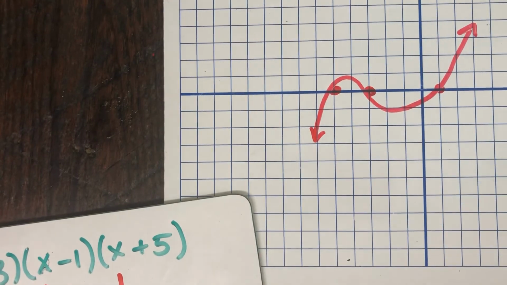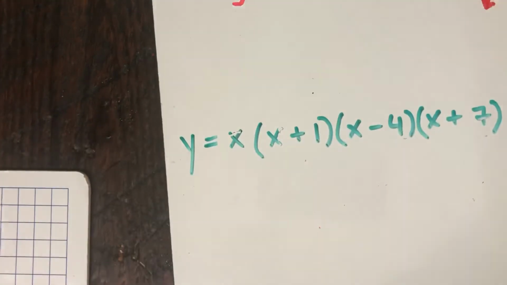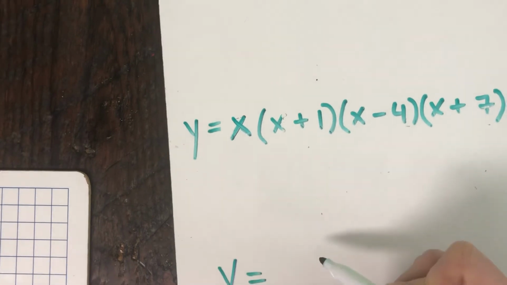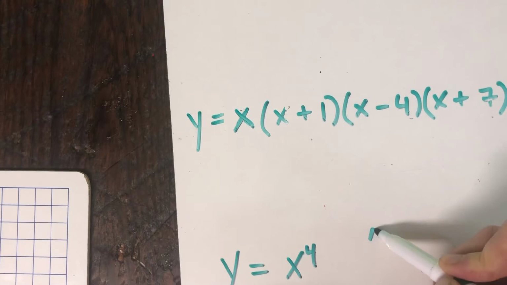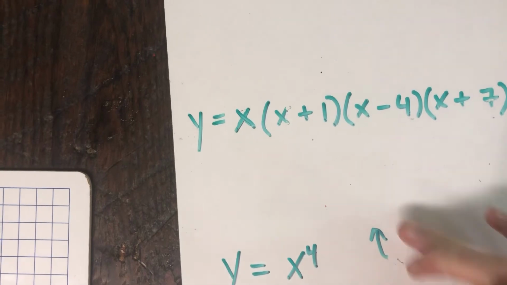Last example I have for you is, what if it had 4 pieces? Well, here's one with 4 x's multiplied together. So this is going to be a quartic function. In other words, if I multiplied all this out, the leading term would have an x to the 4th power in it, which means it's going to take on this shape. And now I just need to find those 4 roots.